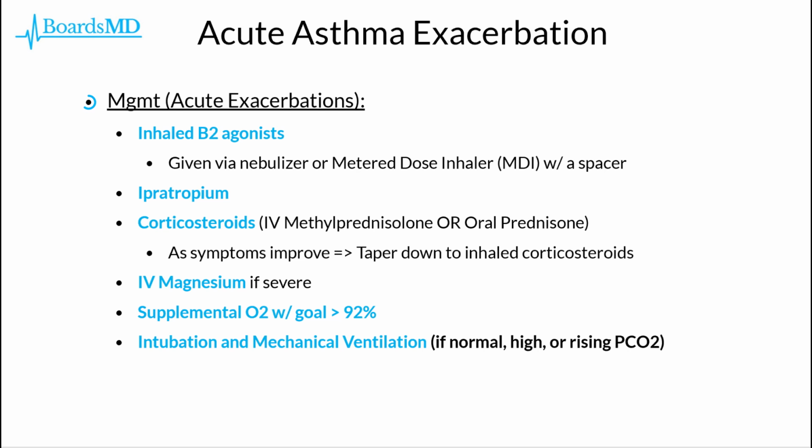Additionally, there are several key medications that we use in our asthmatic patients who are having an acute exacerbation. These include inhaled beta-2 agonists. These are going to be of the short-acting variety, such as albuterol, and can be given via a nebulizer or a metered dose inhaler, or MDI, with a spacer.